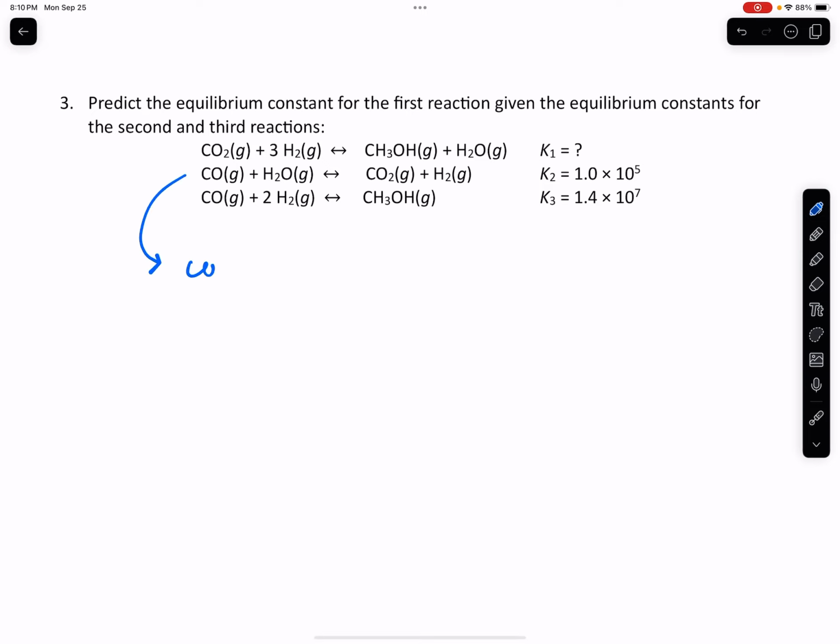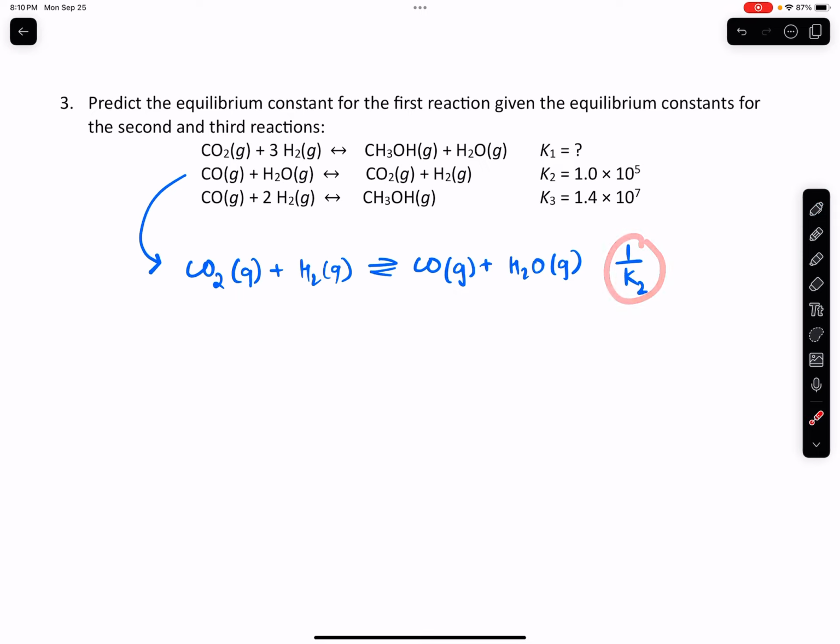So when I flip that around, I get CO2 gas plus H2, and that gives me CO plus H2O. When you flip a reaction around, the equilibrium constant becomes the reciprocal of itself. So this one is going to become 1 over K2. That's the equilibrium constant, 1 over K2. We're not going to do any calculation yet because we're going to do the calculation all in the last step. So right now we have this flipped around.